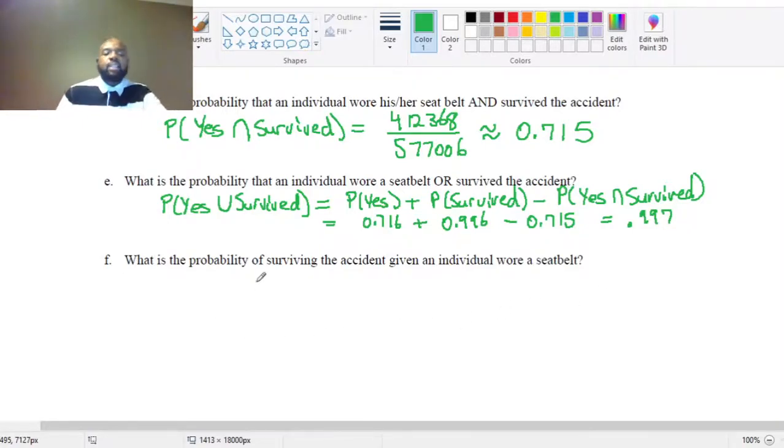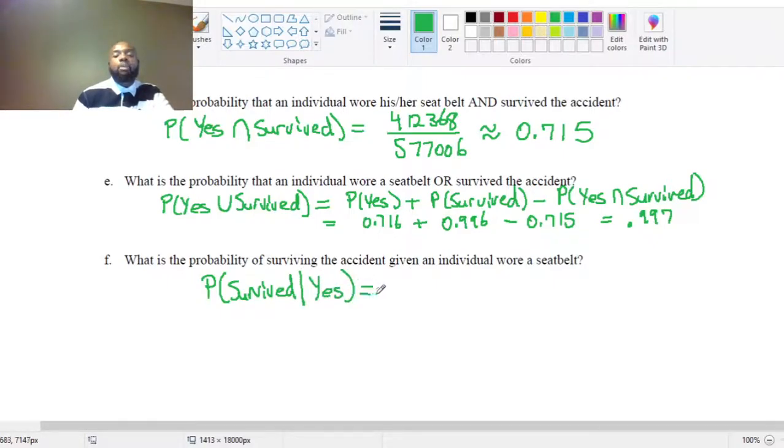And then last but not least, what is the probability of surviving the accident given that you wore a seatbelt, right? If I wrote that in notation, surviving the accident is survive, given you wore a seatbelt, that's given yes. Now, I'm going to do this based off of probability rules. Probability rules say the probability of A given B is the probability of A and B, so that's survive and yes, divided by the probability of B.